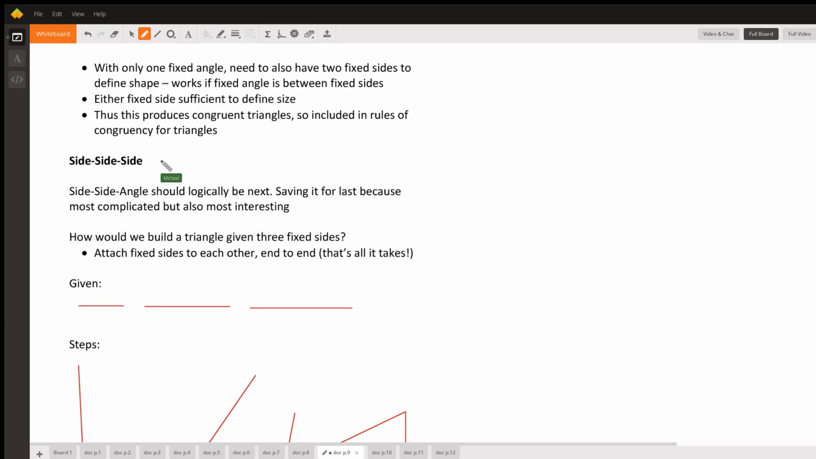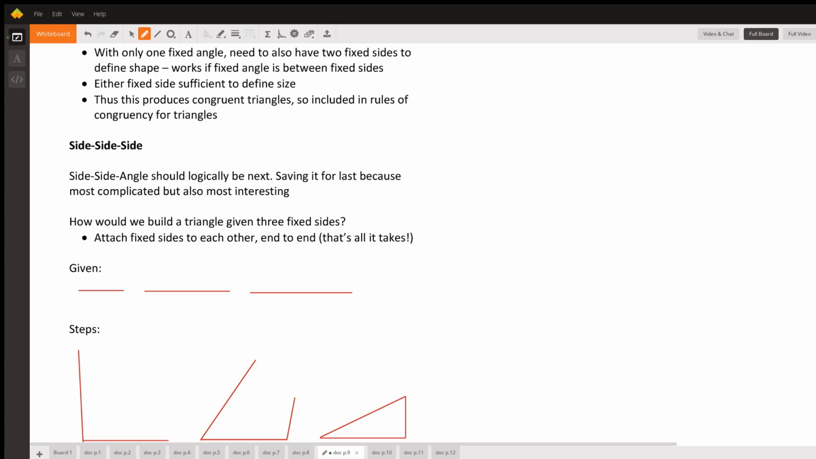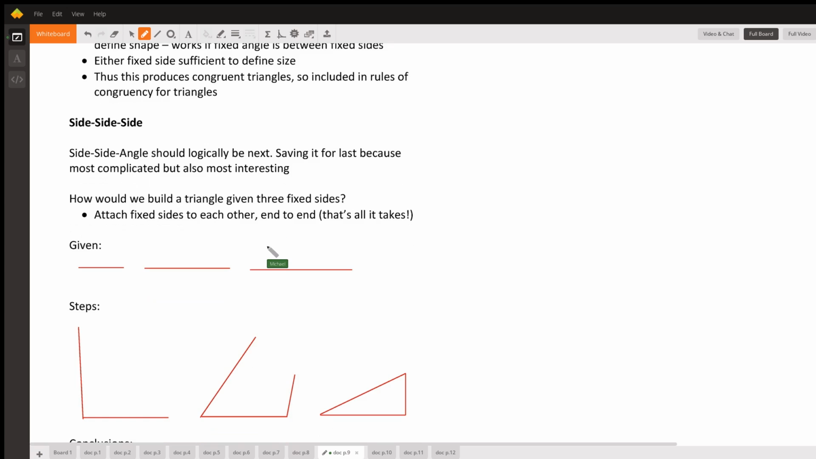Side, side, side. You're not given any angles. Oh, and by the way, side side angle should logically be next, but we're going to postpone it because it's the most complicated, but also interesting. So how would we build a triangle given three fixed sides? You'd attach them to each other end to end, and that's all it takes.